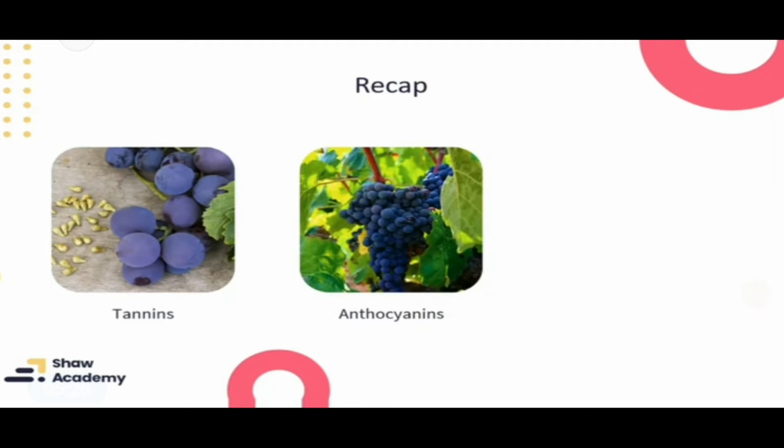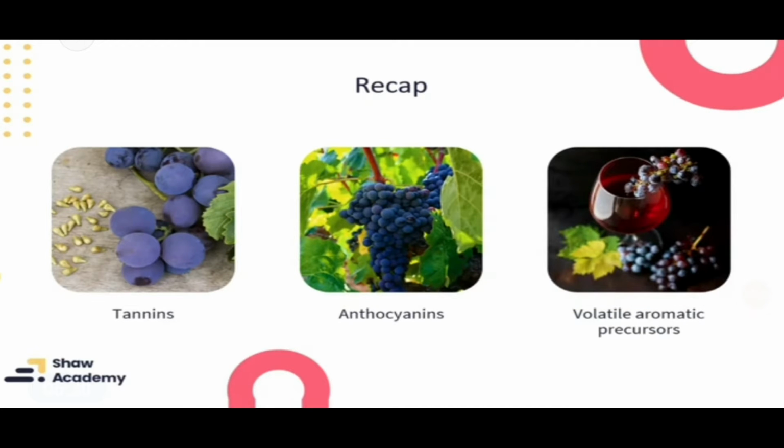The anthocyanins are what give red wines their color, and the aromatic volatile precursors in the grape skin will be liberated during fermentation, giving red wine its vast spectrum of primary aromas and flavors.